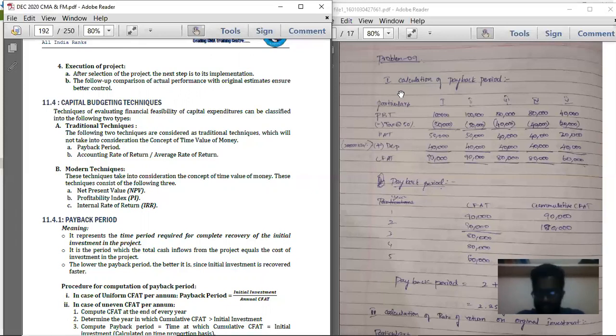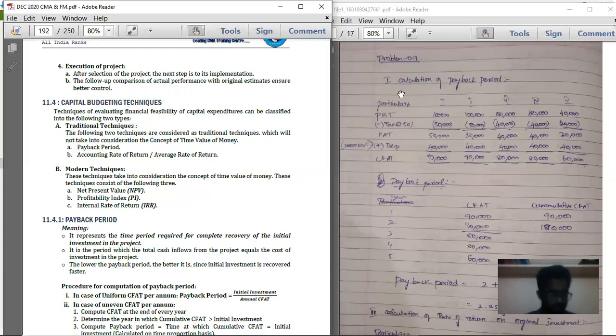And there are different techniques in capital budgeting. Basically, there are so many types of techniques, which have been classified into two types: traditional techniques and modern techniques. Traditional techniques are nothing but techniques which do not take the time value of money into account.